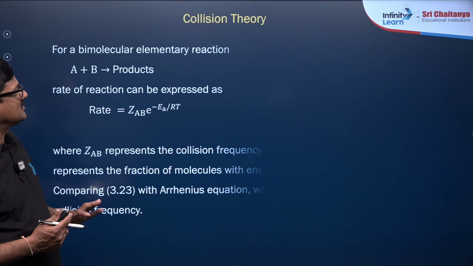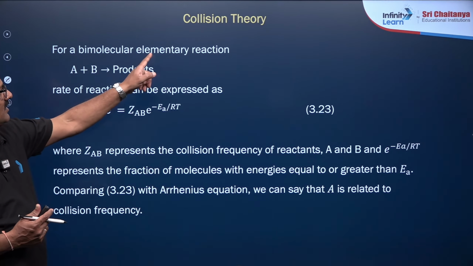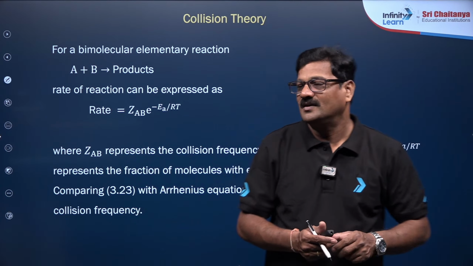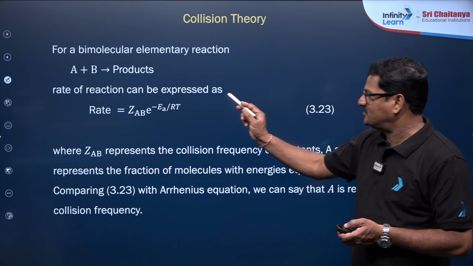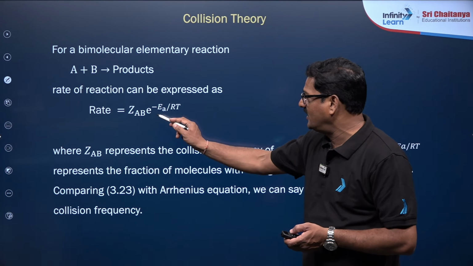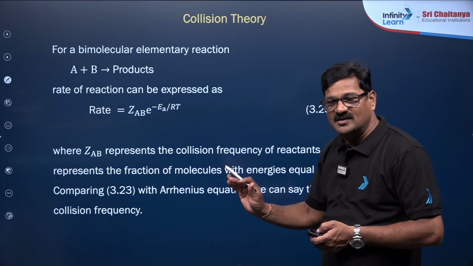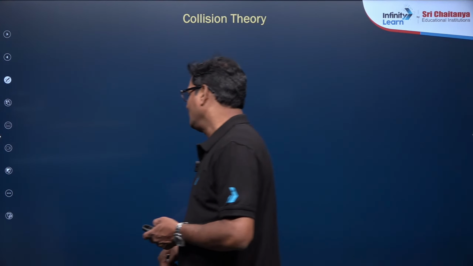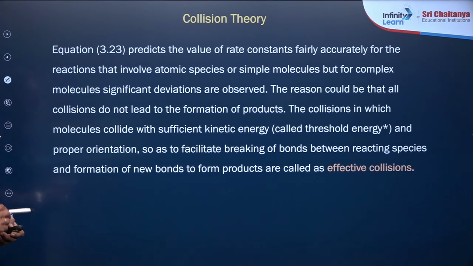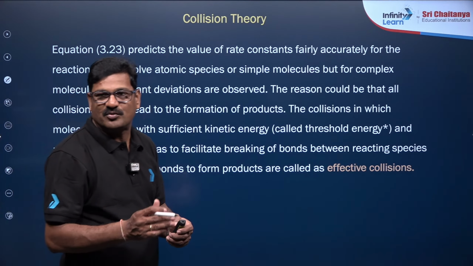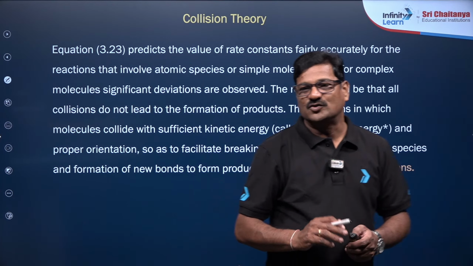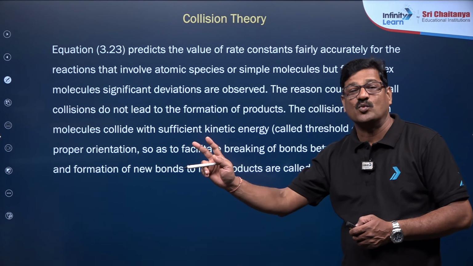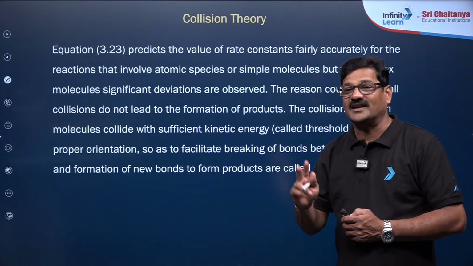Moving ahead with collision theory. For a bimolecular elementary reaction, A plus B gives rise to the product. The rate of reaction can be expressed as rate equals Z_AB exponent of minus Ea by RT, where Z_AB is the Arrhenius factor that we already saw as A. It is also called the frequency factor. Those collisions which make a product are called effective collisions. To make an effective collision, two factors are required: one is the energy factor, another is the orientation factor, the direction factor.